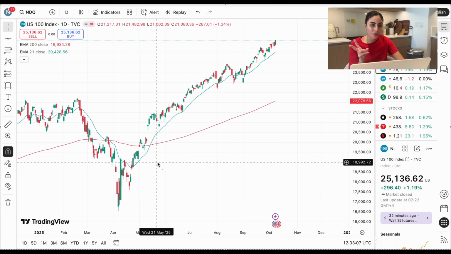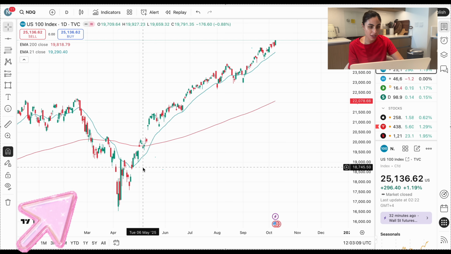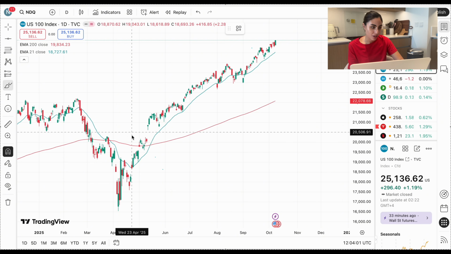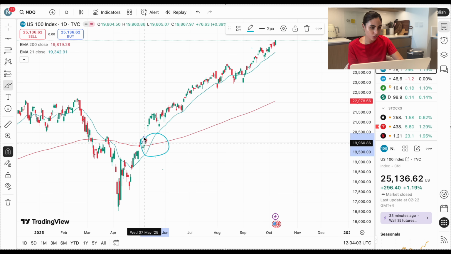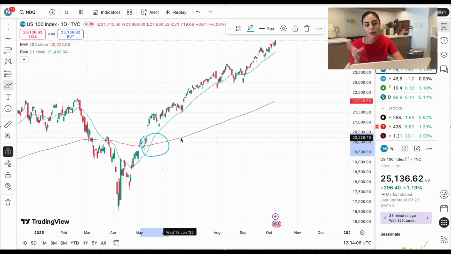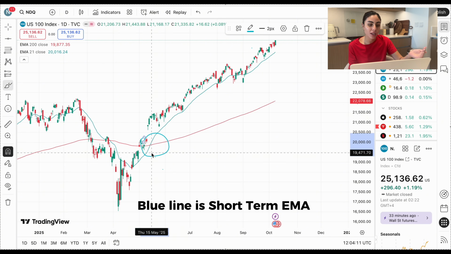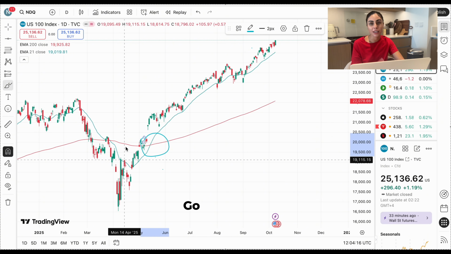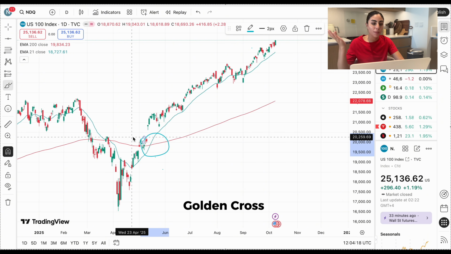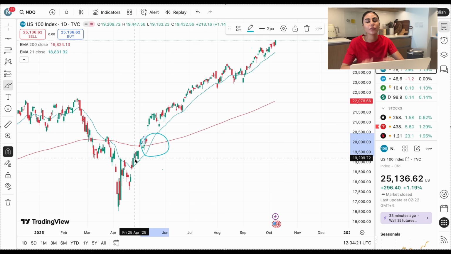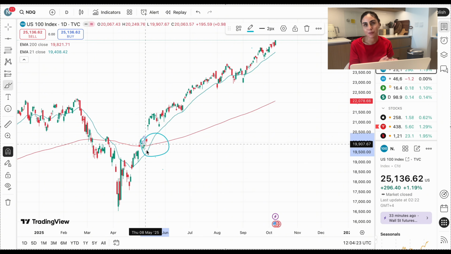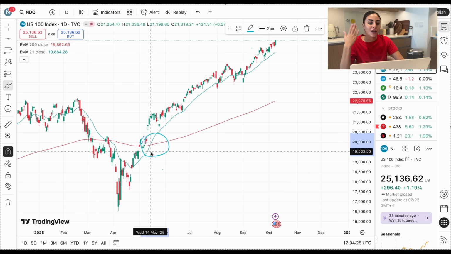And also my second confirmation is this cross over here. My blue line crossed my red line. Let me just demonstrate that to you. My red line is my long-term EMA and my blue line is my short-term EMA. Because my blue line crossed over my long-term EMA, that is called a golden cross, and a golden cross shows that the market is in an uptrend direction. However, you should not fully rely on a moving average, especially on a short-term time frame. But for now, this is a daily time frame, so that confirms that the market is in an uptrend. Okay, hope that makes sense.